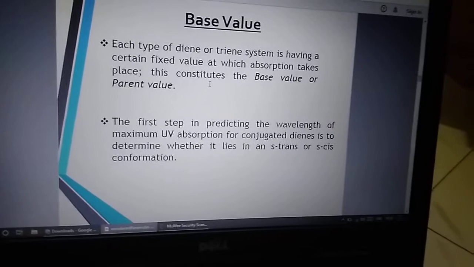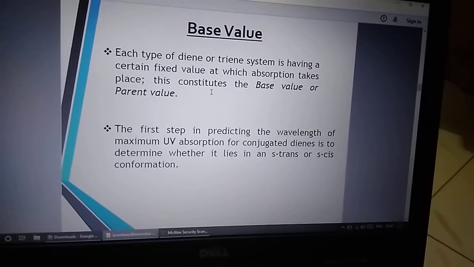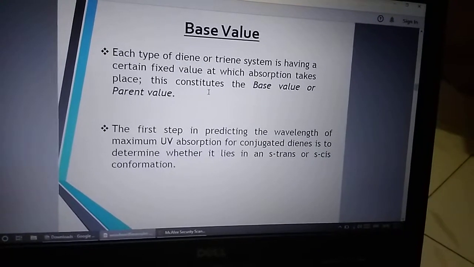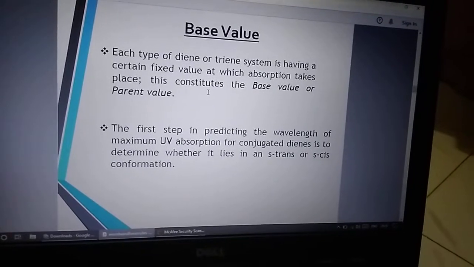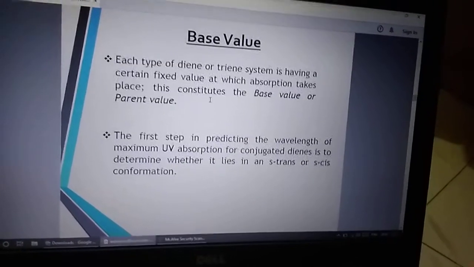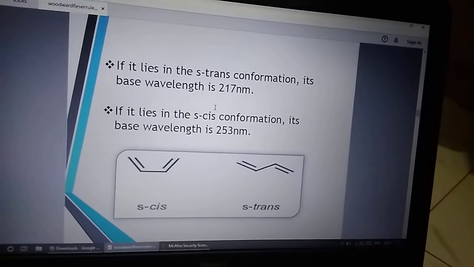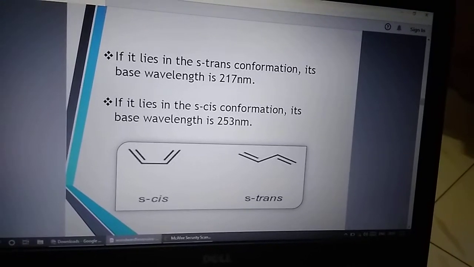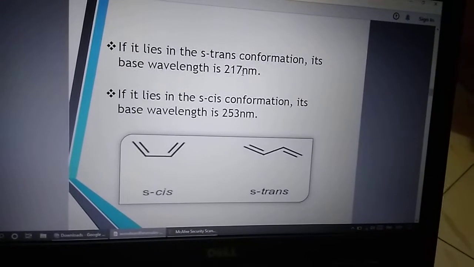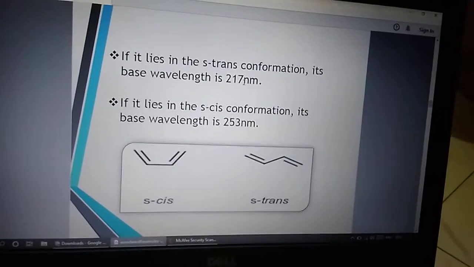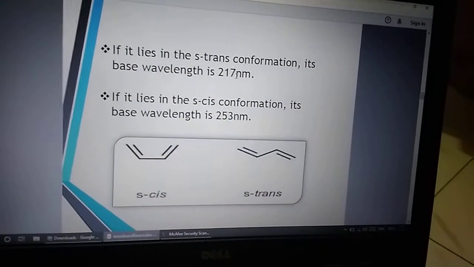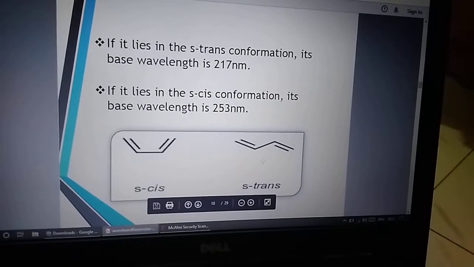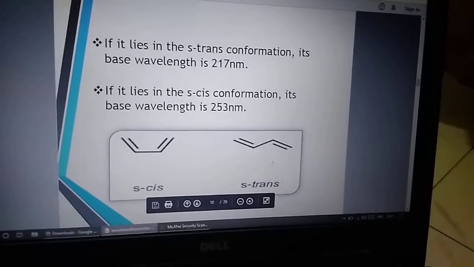The first step in predicting the wavelength of maximum UV absorption for conjugated dienes is to find out whether it is cis or trans. Before giving the base value for any diene or triene, you have to find out whether it is cis or trans. If it is cis, the base value will be 253, and if it is trans, the base value will be 270. I think you know cis: if the same functional group is present on the same side of a carbon-carbon double bond, that is cis. See here, this is a cis. If the same functional group is present on the opposite side of a double bond, that is trans.